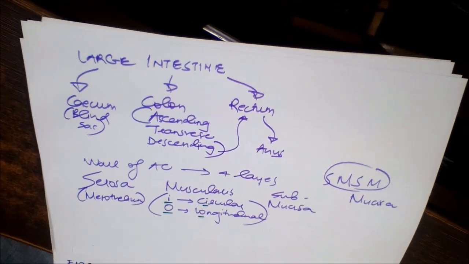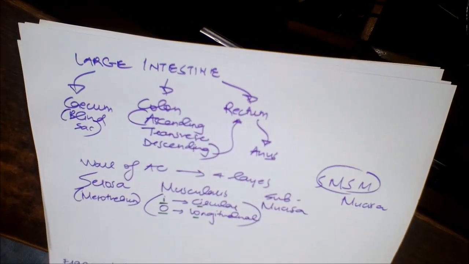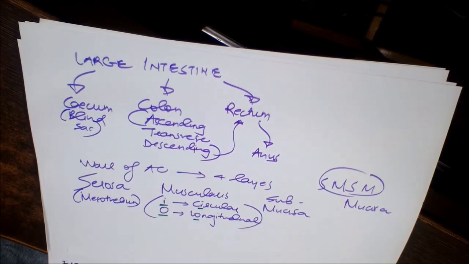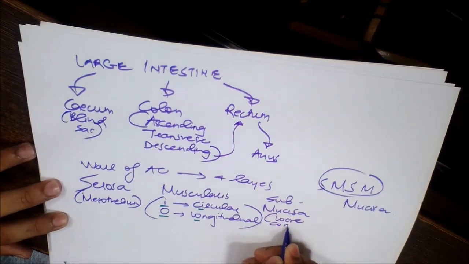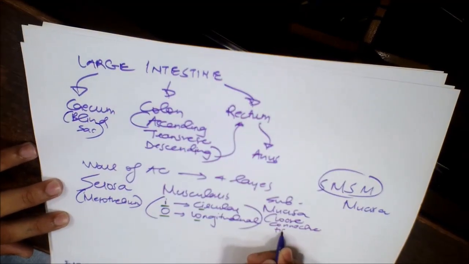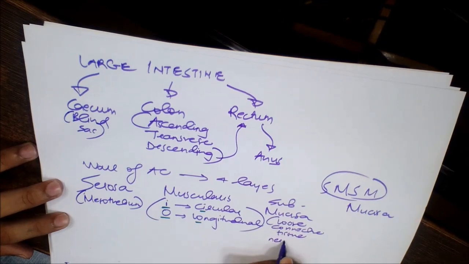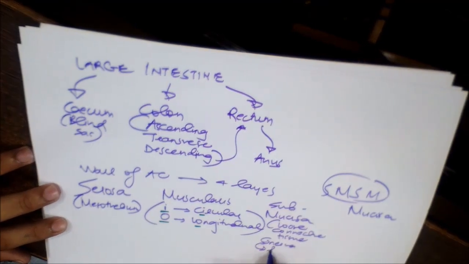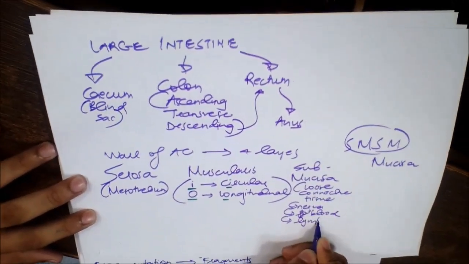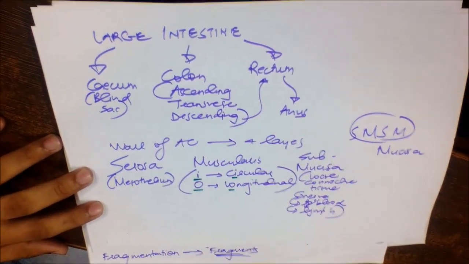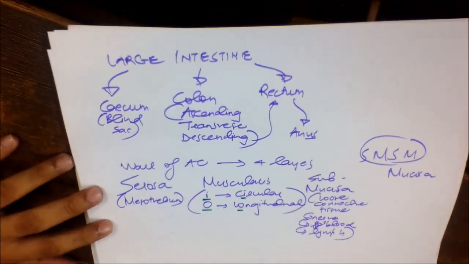The submucosal layer is formed of loose connective tissues containing nerves, blood, and lymph vessels. Loose connective tissue showing presence of nerves, blood, and lymph. In duodenum, glands are also present in the submucosa.